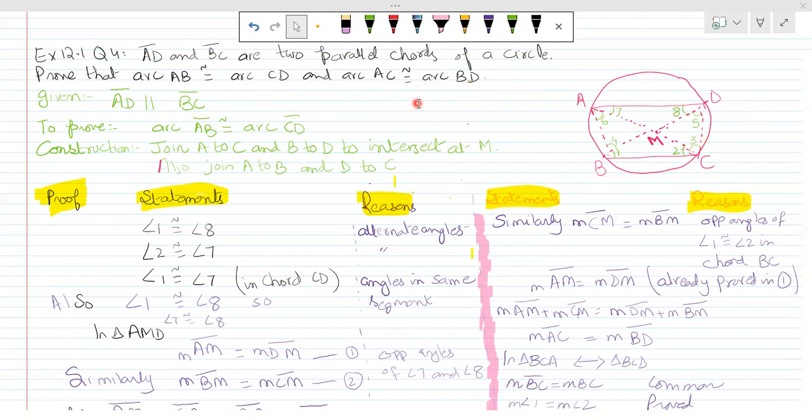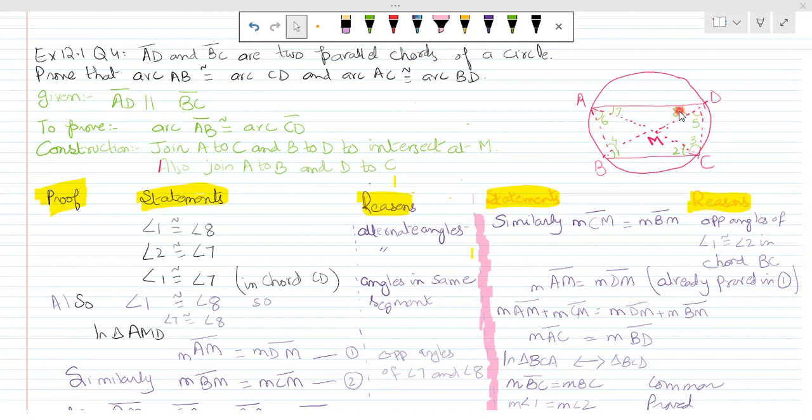We can prove this by first drawing it, and we have joined point B to D and A to C, and resultantly they are intersecting at some point M, and there are certain angles, angle 1, 2, 3, 4, 5, 6, 7 and 8.